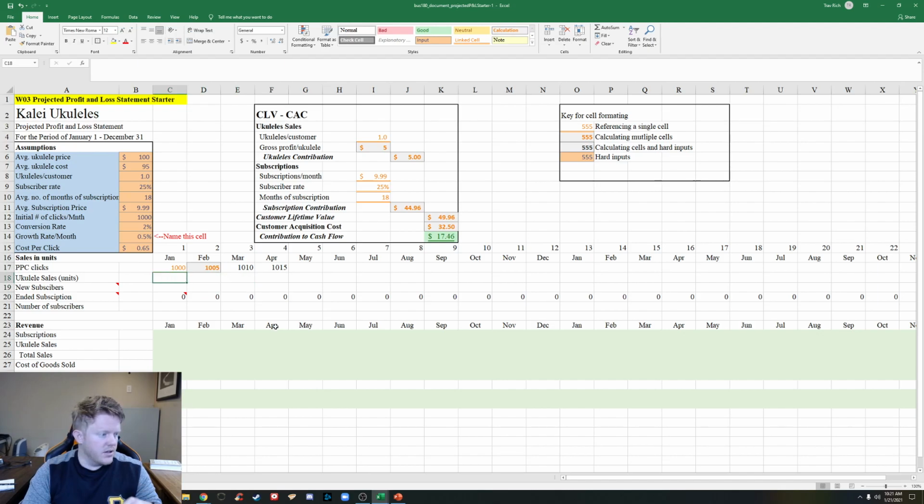So let's go to the next one. Ukulele sales. That's going to be PPC clicks times the conversion rate. So PPC clicks, where is it? Oh, it's going to be that cell. PPC clicks times the conversion rate, conversion rate being here. Don't forget that when we do the conversion rate, we've got to root it.